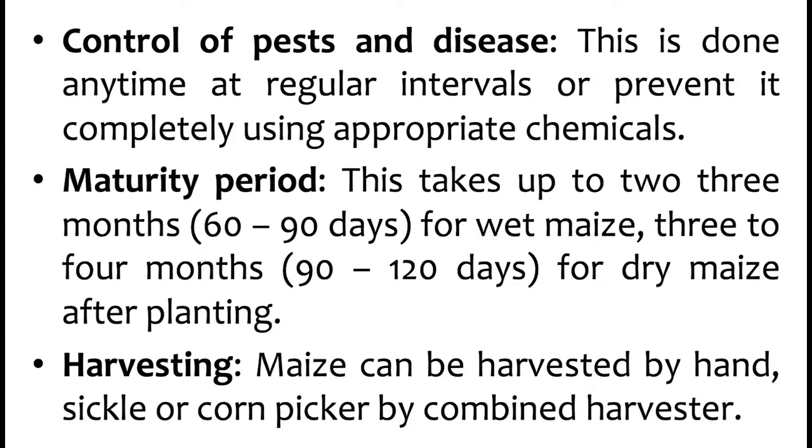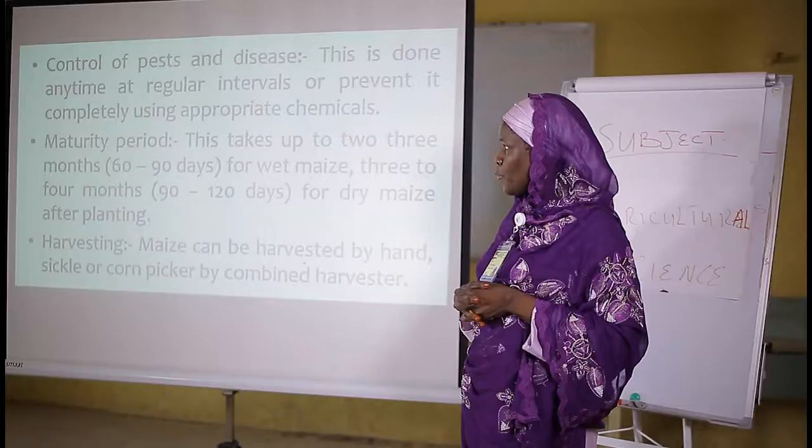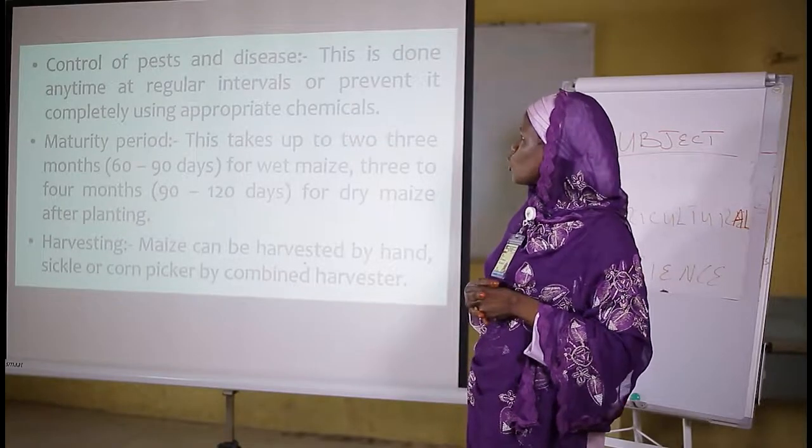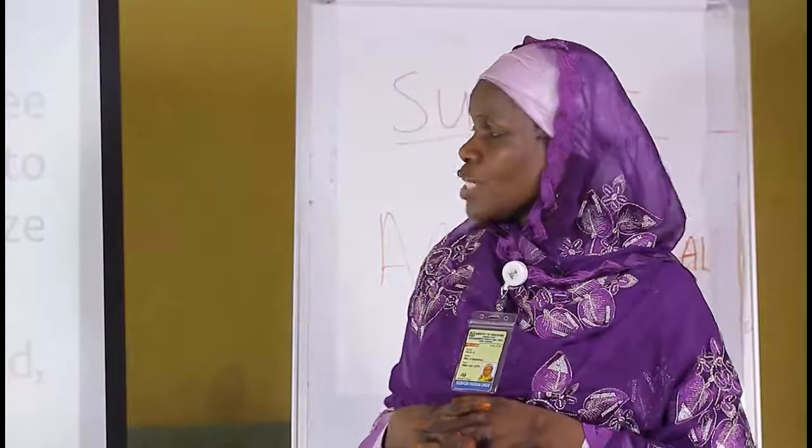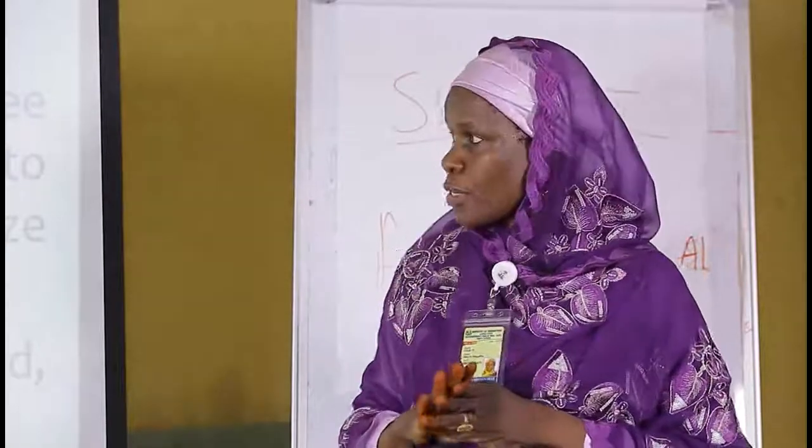Control of pest and disease. This is done at regular intervals, or you prevent it completely using appropriate chemicals. You are supposed to be controlling the pest and disease at regular intervals using the appropriate chemicals.